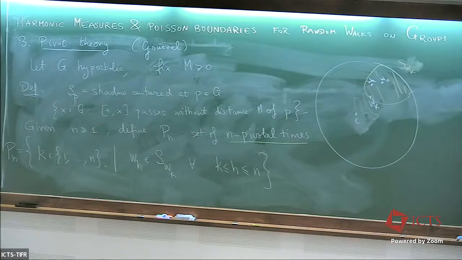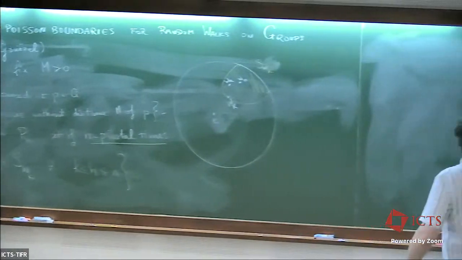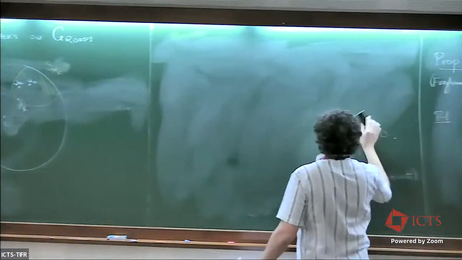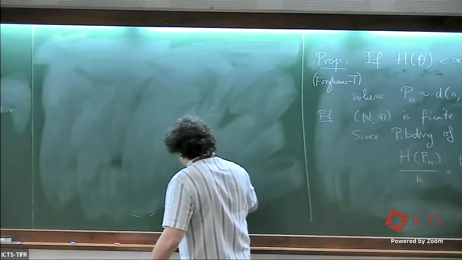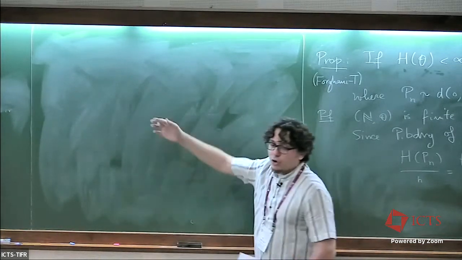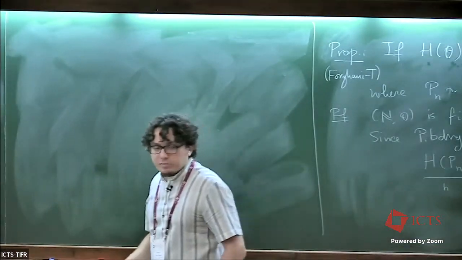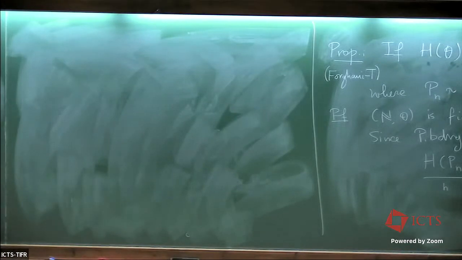Now, the pivotal times at step n are one set of times, and at the next step, a priori, you could destroy what you did before because the random walk is allowed to backtrack. Of course, this depends on the path, it's random. I'm becoming a real probabilist; I don't write the dependence on omega anymore.